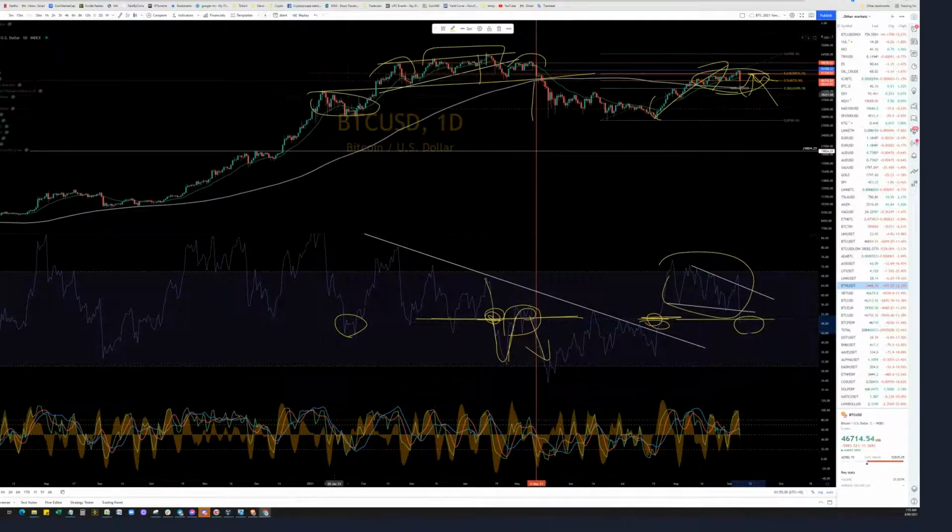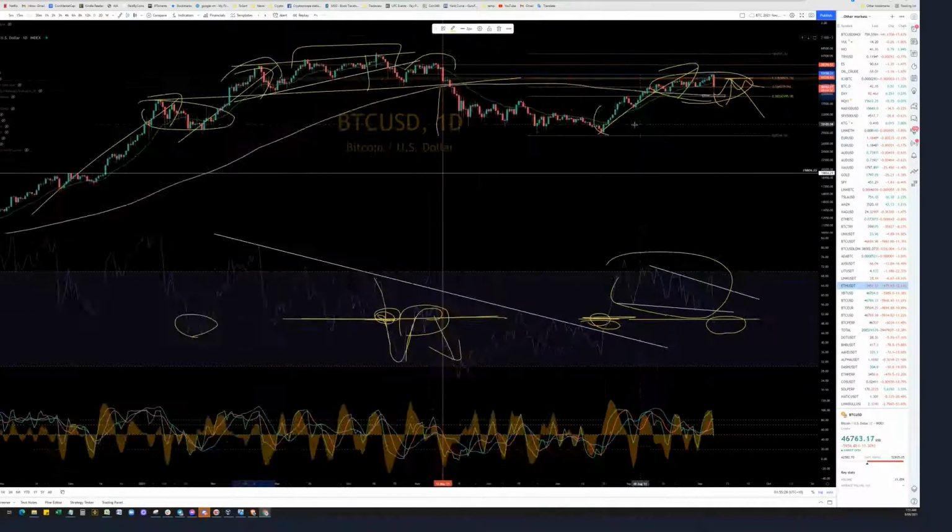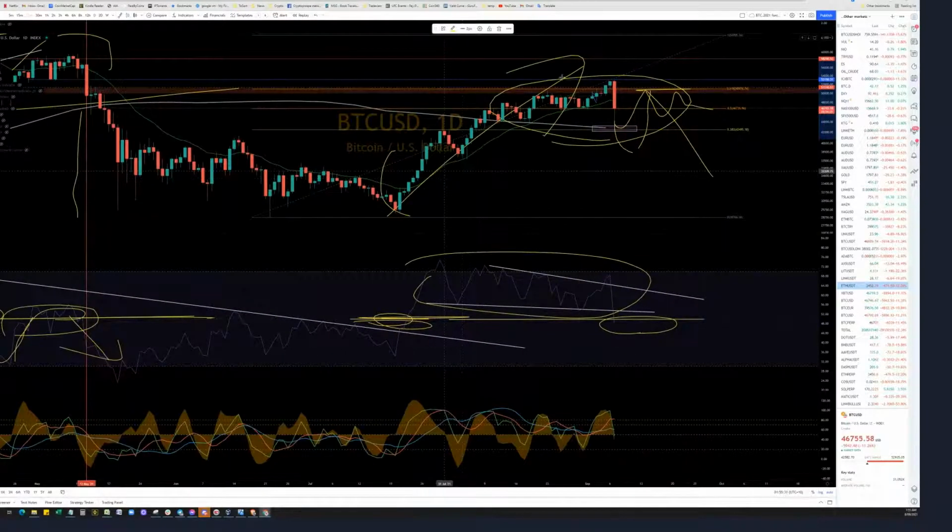This might take out this formation, but this is a continuation pattern. So we had a trend to the upside and a continuation trend. So this is what it is. We have an uptrend, a pause, and then an uptrend is what I expect. What kind of formation it takes is yet to be seen.